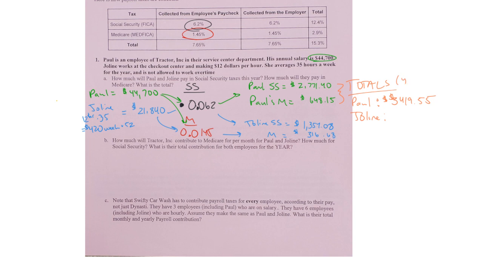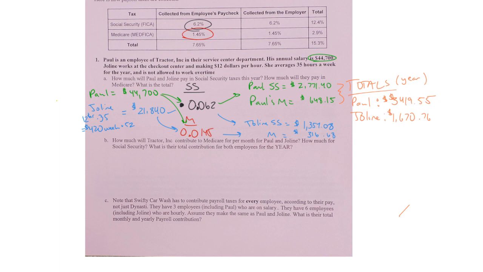Whereas Jolene's total, so this is, remember, for the year. Jolene's total, you can add the $1,354.08 and $316.68, or if you weren't sure, you could always just go back to the beginning, 21,840 times 0.0765, and I end up with $1,670.76. Don't forget your money sign.